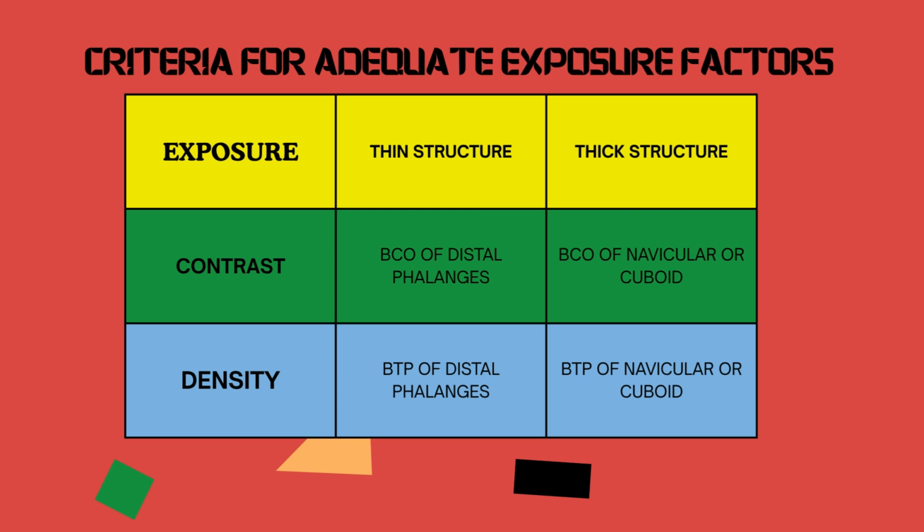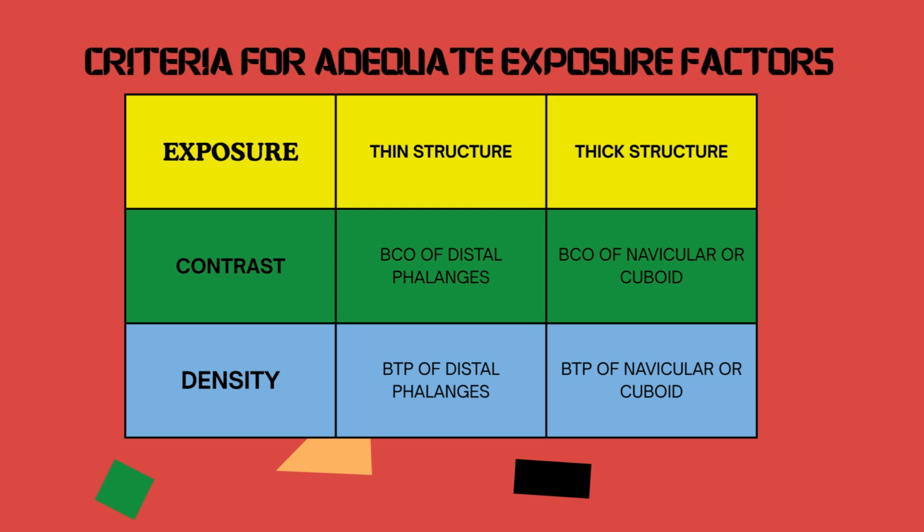The first factor is contrast. Contrast is affected by KVP. To ensure that the exposure is adequate, the bony cortical outline of thin structure, which is distal phalanges, and bony cortical outline for thick structure, which is navicular or cuboid, must be seen on the radiograph.